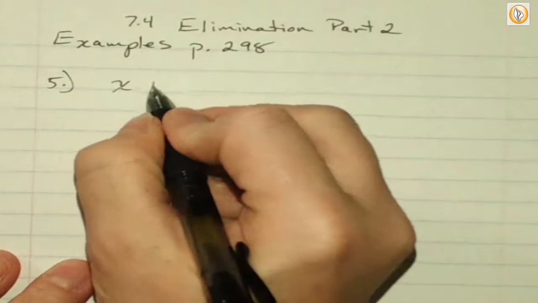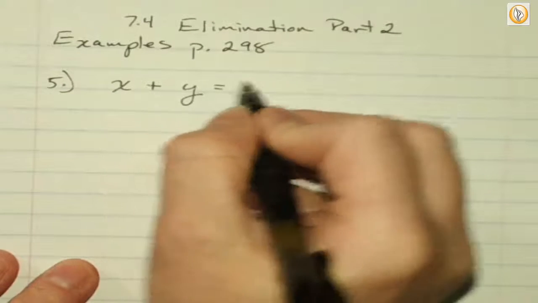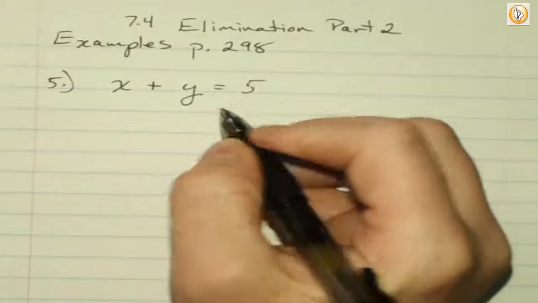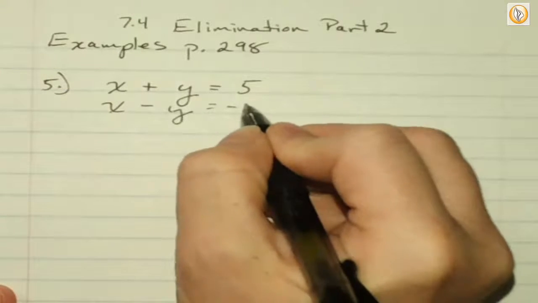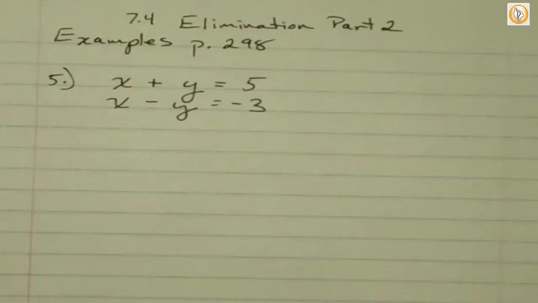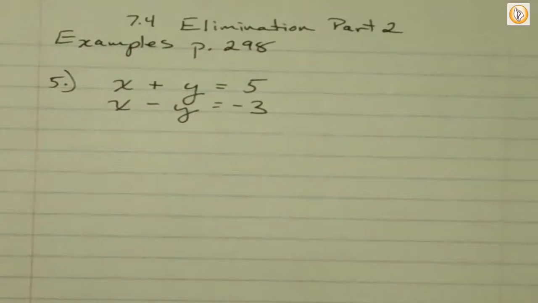I have x plus y equals 5, and x minus y equals negative 3. So there's your system, and it says solve each system by elimination, and that's kind of like what you'll see on the quiz. It'll say solve by substitution, solve by graphing. So anyway, let's take a look at this.